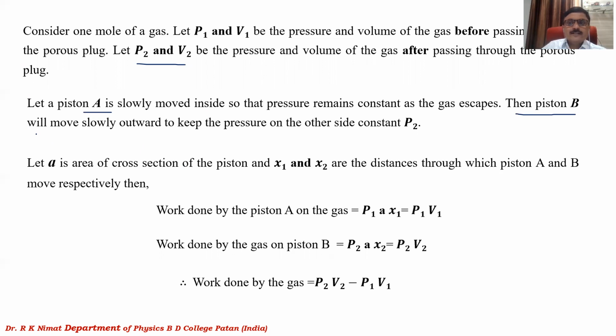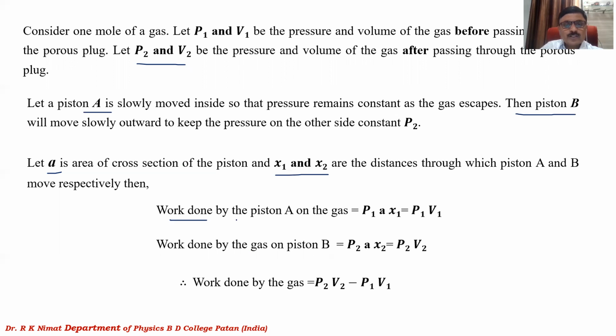Now let us assume that A is the area of cross section of the piston, and x1 and x2 be the distances or displacements through which pistons A and B are moved respectively. On the left side, the work is done on the gas because we have to apply a certain force so that the gas molecules will be forced, throttled through the porous plug.